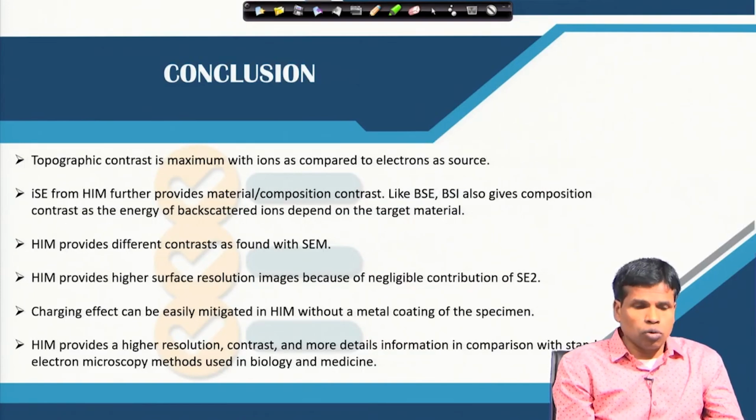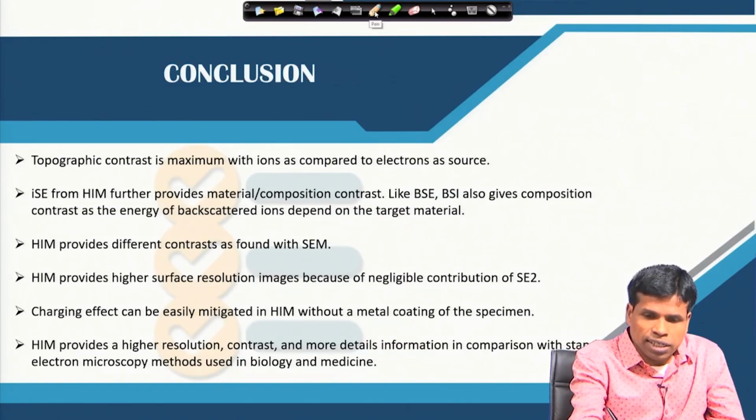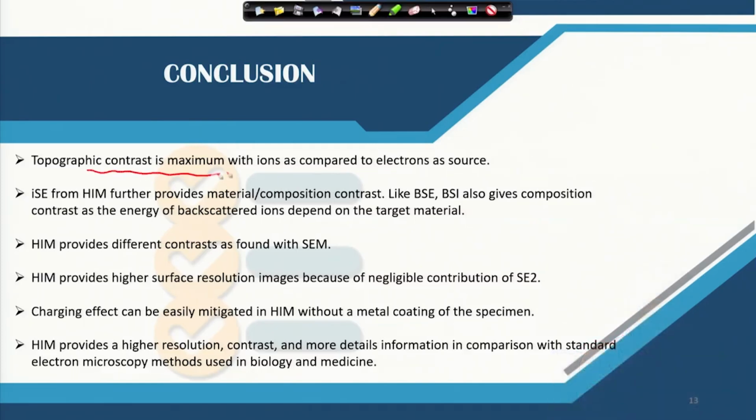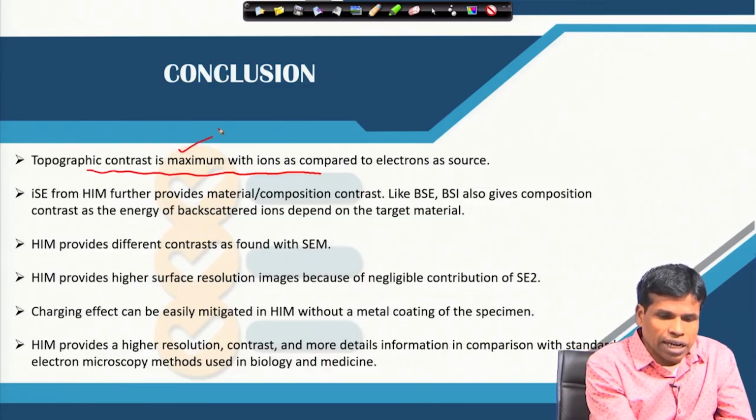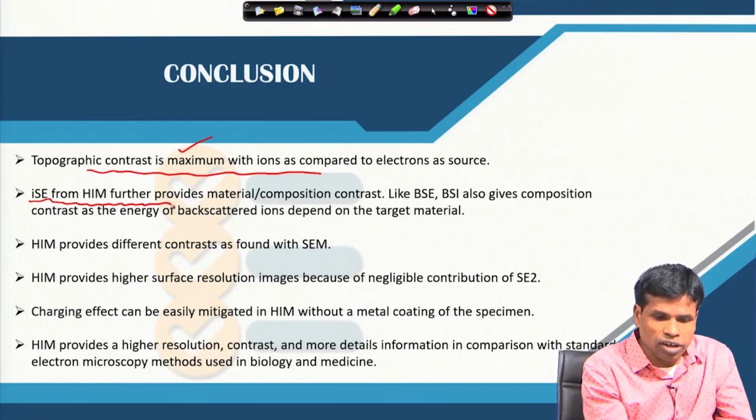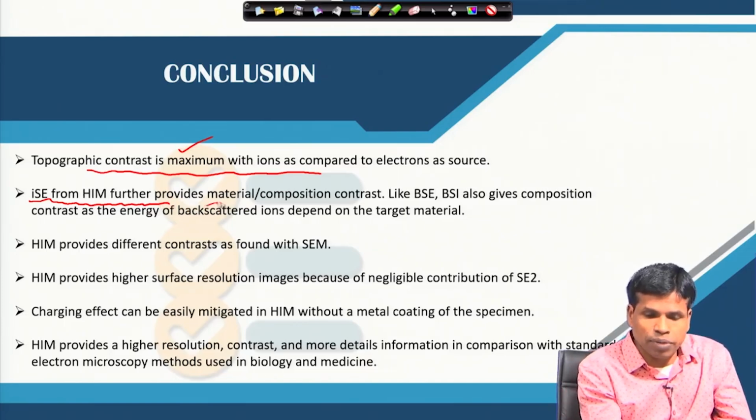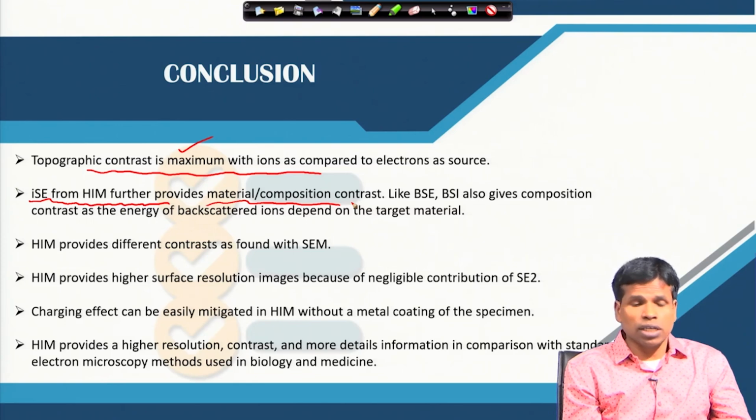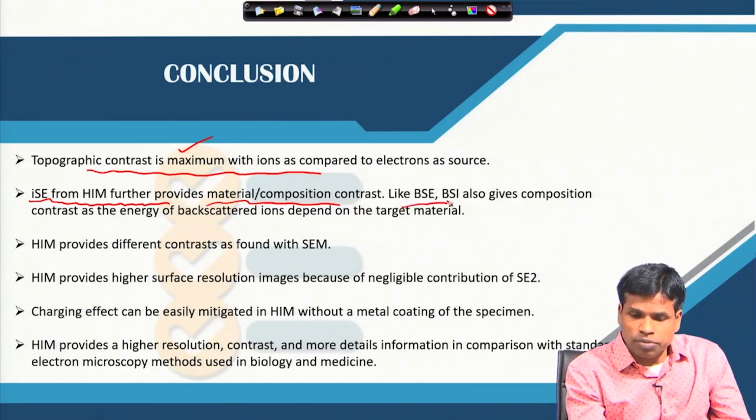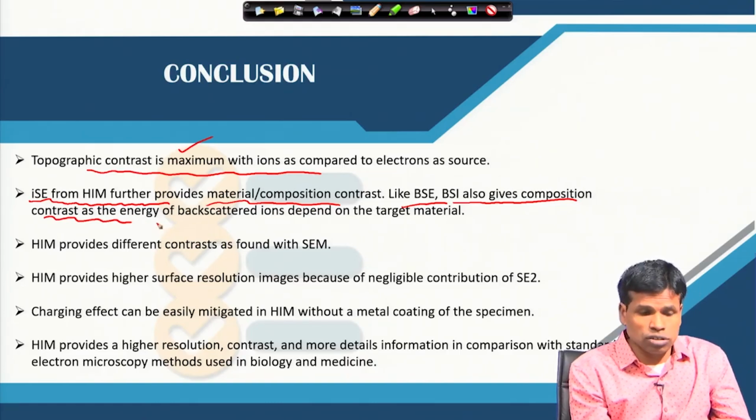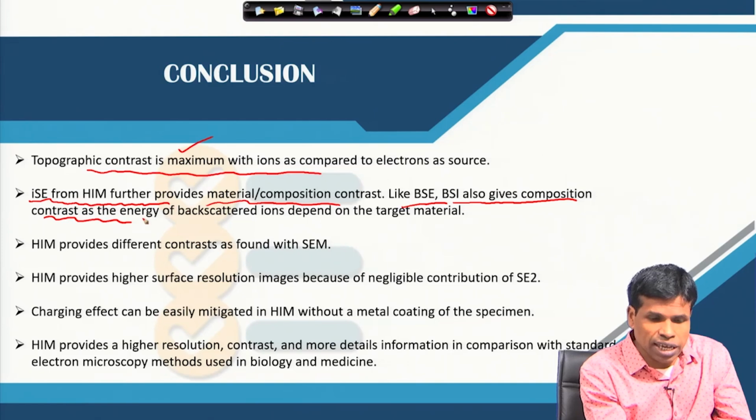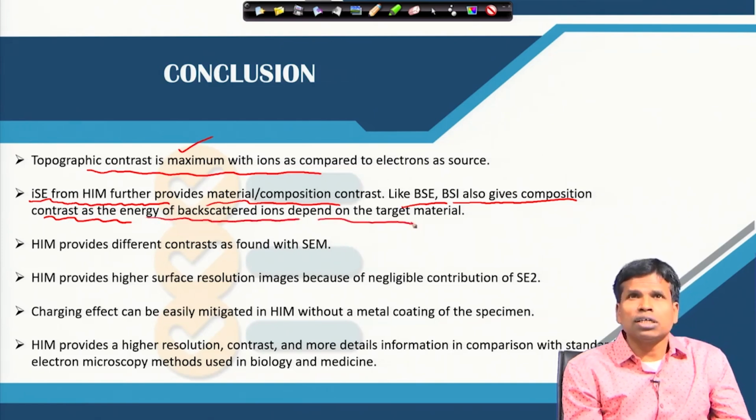So, in conclusion, what we have seen is that topographical contrast is maximum with ions as compared to electrons as the source. The first important point: the ion-induced secondary electrons from the helium ion microscope even provide material and composition contrast, which is not provided by the secondary electrons induced by the electron beam. Like backscattered electrons, backscattered ions also give composition contrast, as we have seen just now with the chromium and quartz difference in contrast, as the energy of the backscattered ions depends on the target material.